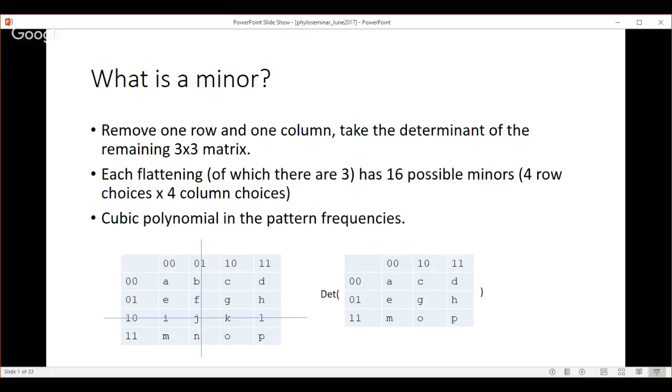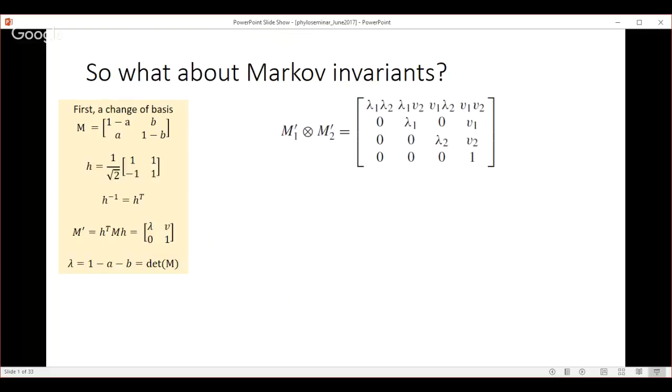So how many of these phylogenetic invariants do we have? We've got 3 possible flattenings, and each one has 16 possible minors, so we've got a family of 48 of these phylogenetic invariants that come out of this edge flattening idea. So you might say, okay, all well and good. What about these Markov invariants? How do they come into the story?